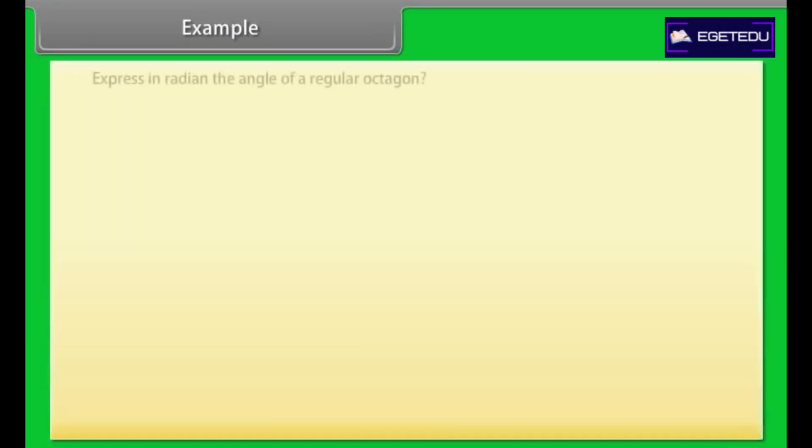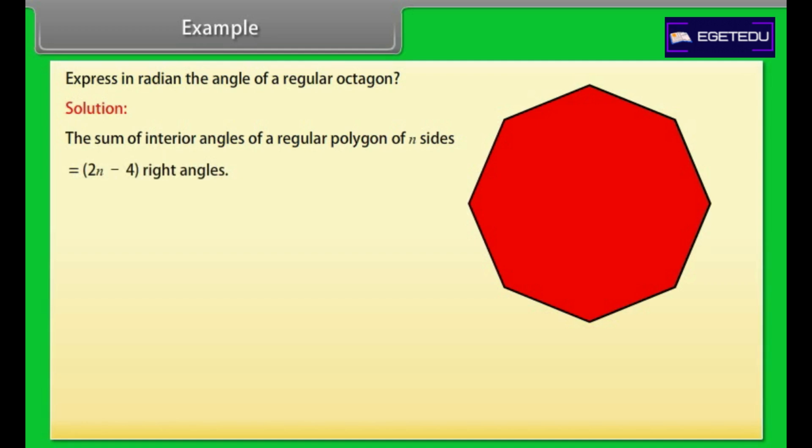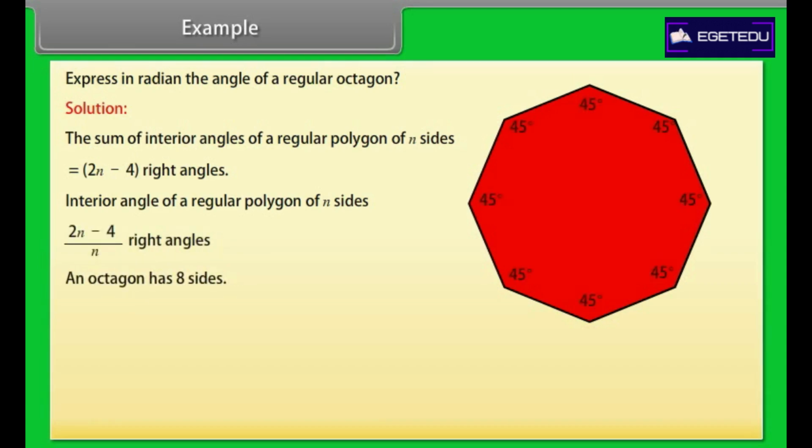Example. Express in radian the angle of a regular octagon. Solution. The sum of interior angles of a regular polygon of n sides is equal to 2n-4 right angles. Interior angle of a regular polygon of n sides, 2n-4 by n right angles. An octagon has 8 sides.